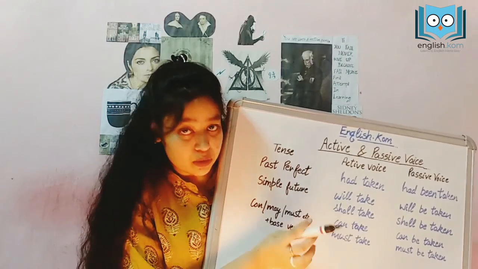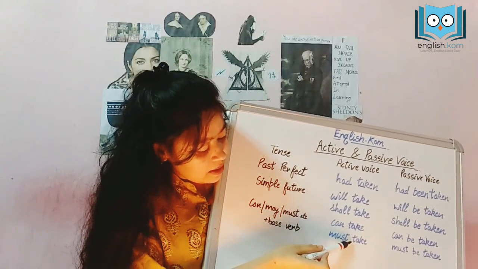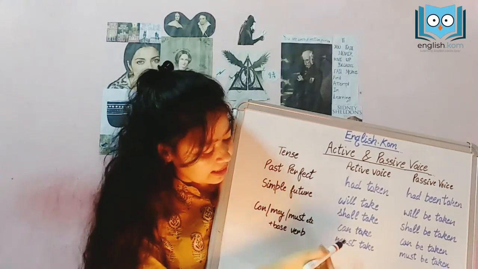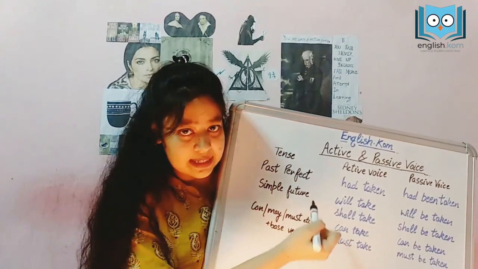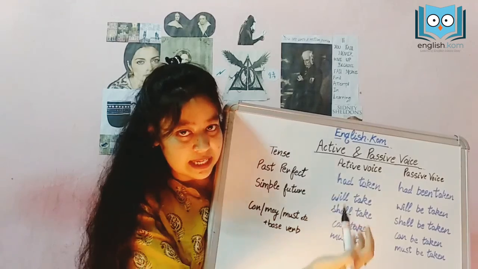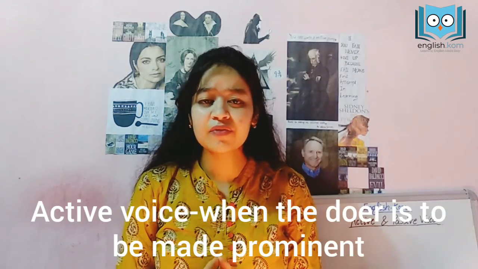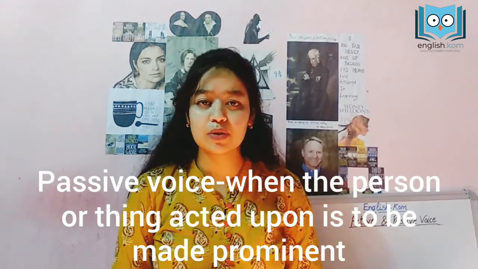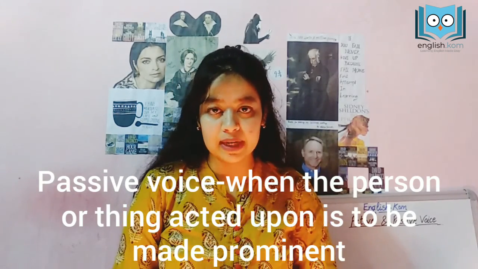So here we took an example of the verb take. But you can take example of any base verb, and then you can add modals or any tense and the conversion will take place similarly. Simply, the conversion of active form to passive form is not enough. We should also know when and where to use which form. The active voice is used when the doer is to be made prominent and the passive voice is used when the receiver is to be made prominent.